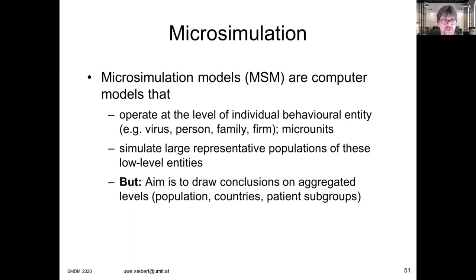So microsimulation, just to give you a definition: microsimulation models are computer models, and they operate at the level of individual behavioral entities. So this could be viruses, persons, people, families, firms, countries, any units, and we usually call them the smallest unit, the micro unit. What we do then is we simulate large representative populations of these low level entities. So if these are patients, we model countries or populations or subgroups of those. But although we technically simulate individuals, the aim is always to draw conclusions on an aggregated level. So we're not doing individual prediction for one patient. We're still trying to get the average effect on a population or a country. It could also be a subgroup, but it's still a group of people, although we model technically the individuals. Keep that in mind, because some people mix that up.